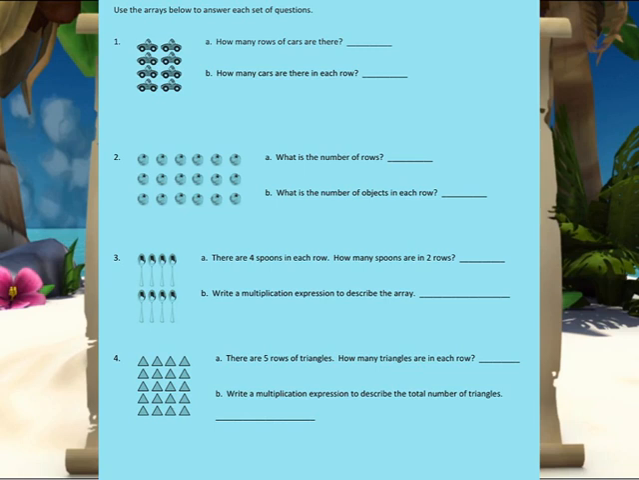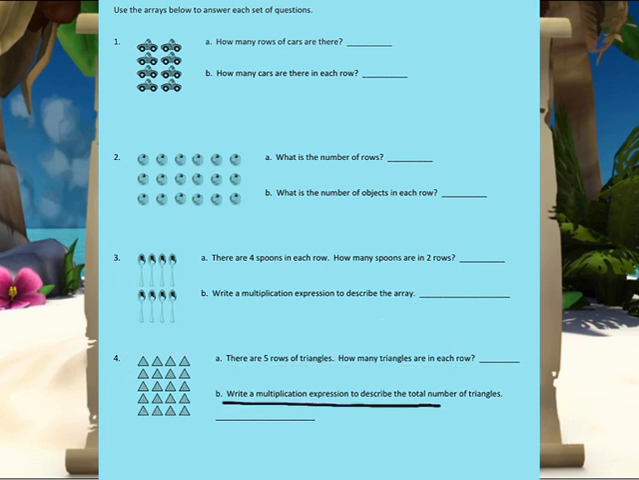The last question is question number 4. There are 5 rows of triangles. How many triangles are in each row? So how many? How many? That means you have to find the total number of triangles. Okay? So let us find the total number of triangles. So 1, 2, 3, 4, 5, 6, 7, 8, 9, 10, 11, 12, 13, 14, 15, 16, 17, 18, 19, 20. So there are 20 triangles in that picture.